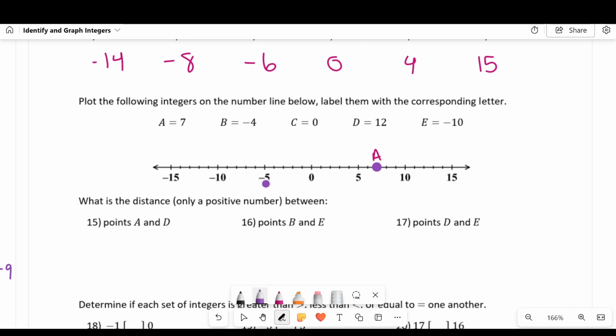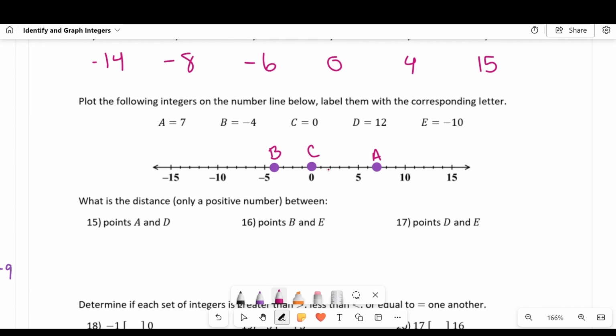It's negative, so I need to go towards the negative numbers. Let's count. Negative 1, negative 2, negative 3, negative 4. And we're going to label this with B. C is 0. That's easy. I just put a point on 0. Notice how many points are on the number line. Not above it, not below it, but on the number line. And I'm labeling.